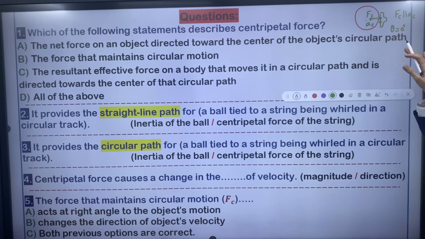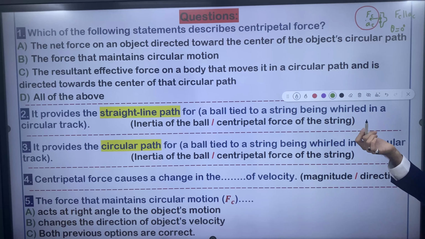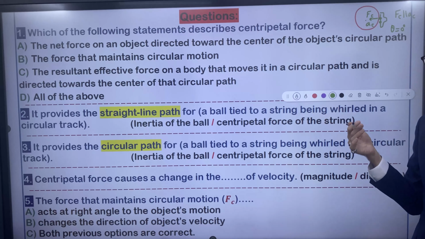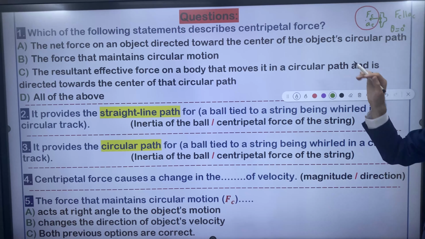So this is the background. I explained that Fc is parallel to ac, but I didn't mention the zero angle. I should have explained it in the previous lesson, but I'm adding it now before I solve these questions.